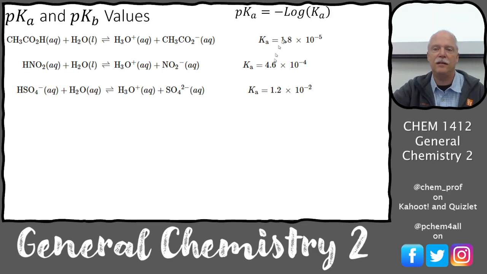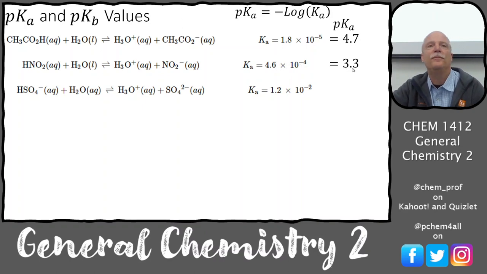Here are our acid dissociation constants for several of the reactions. This was acetic acid, nitrous acid, hydrogen sulfate, or hydrosulfurous acid. And then we have the minus log of these Ka values. See, this is kind of cumbersome to write, 1.8 times 10 to the minus 5, or 4.6 times 10 to the minus 4. If you just take the minus log of that, these are some really nice numbers. Like this one is a pKa of 3.3, much easier to communicate and write.